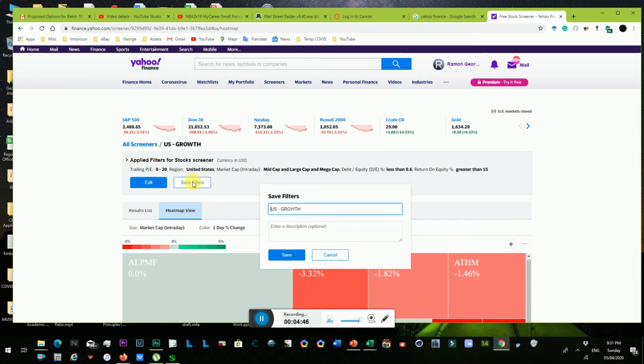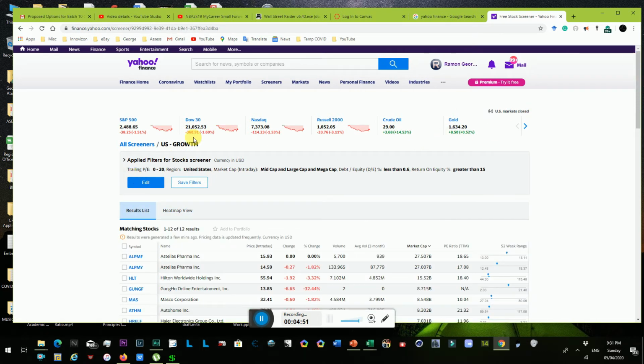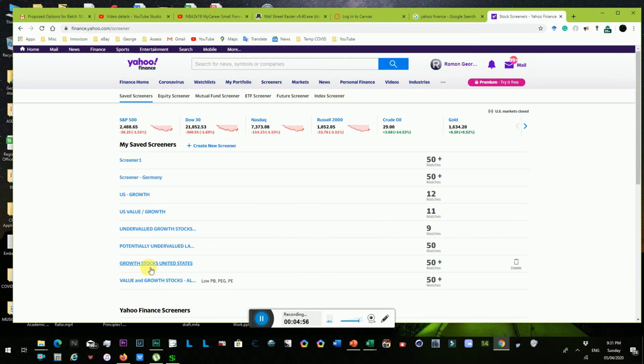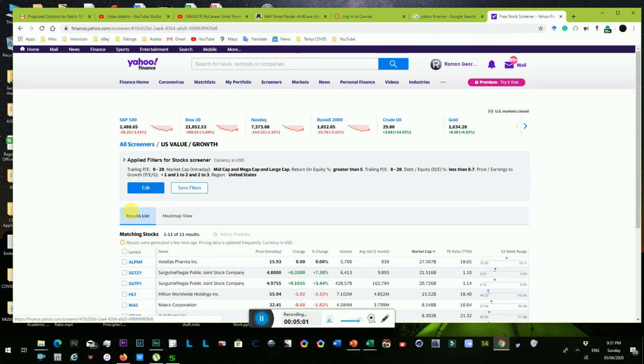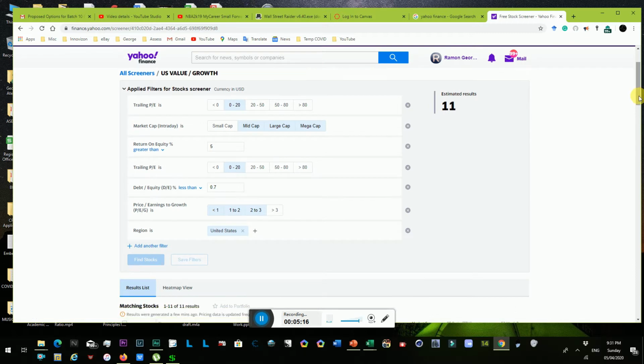So let's look at other filters that we chose. Again, all screeners. Value and growth. Okay, look at value and growth. What we have here is, let's edit. Again, this is US. I guess, yes. Trading PE 0 to 20. Return on equity is 5. Again, this is the same, I think. The debt to equity is 0.7. That's why it has more companies there.